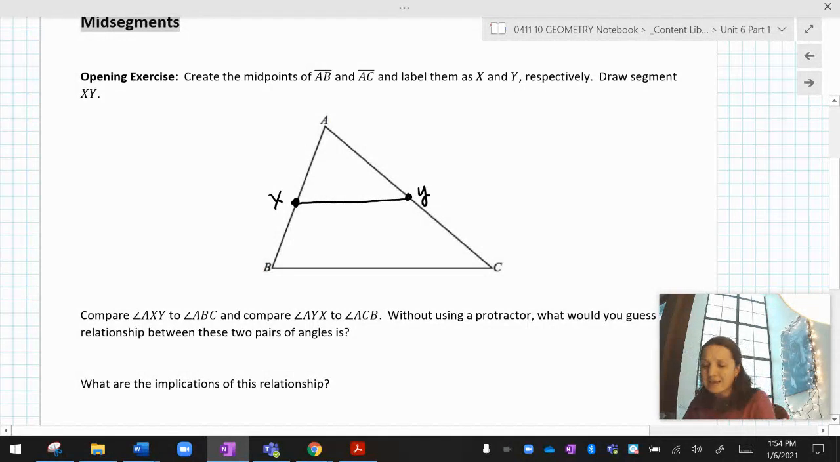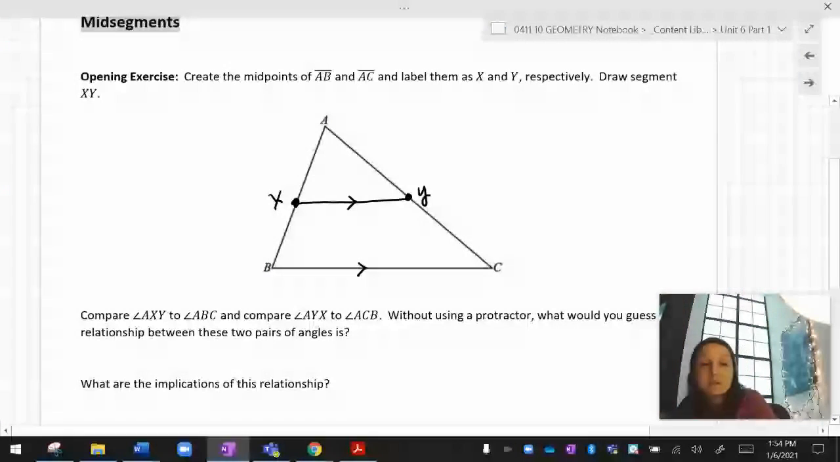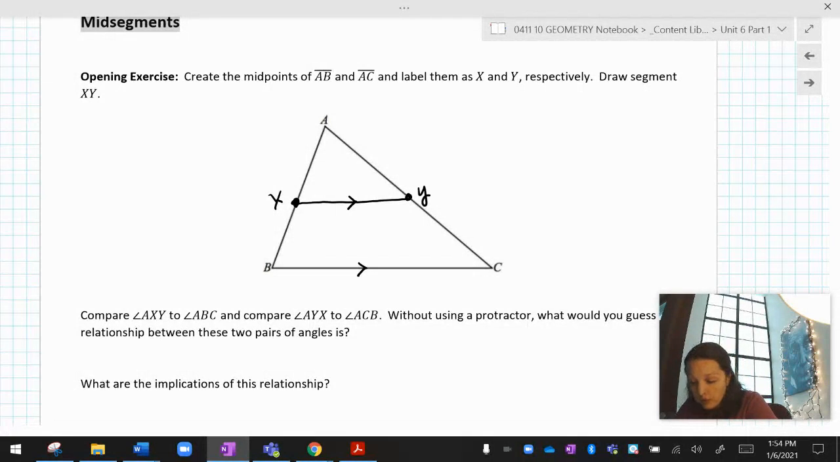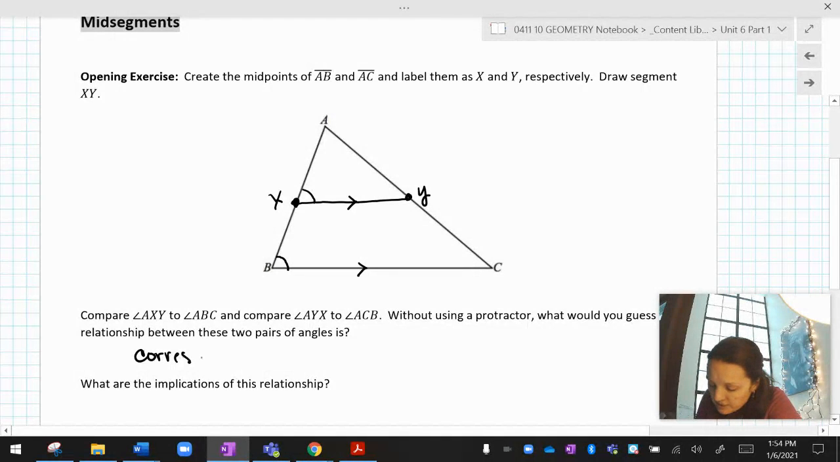And if I connect X and Y, you should notice some things. XY looks like it's parallel to BC, and it is. If we constructed this perfectly, it would be perfectly parallel. Well, what that means is this angle and that angle right there would be corresponding angles, and that means they would be congruent angles. Same can be said here. These would be corresponding and congruent.